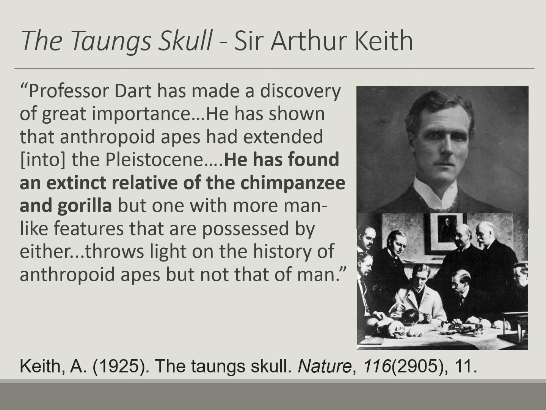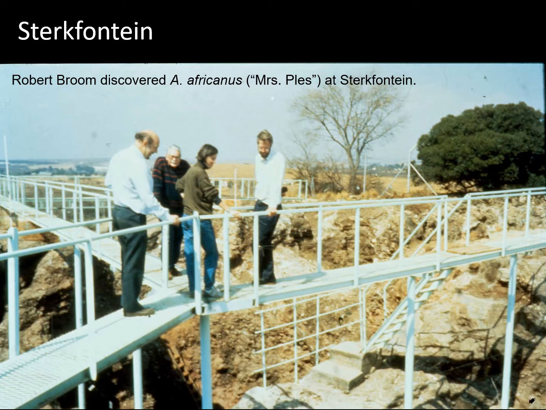Professor Dart has made a discovery of great importance. He has shown that anthropoid apes had extended into the Pleistocene. He has found an extinct relative of the chimpanzee and gorilla, but one with more man-like features than are possessed by either. And this throws light on the history of anthropoid apes, but not that of man. So you can see very clearly here that Arthur Keith did not think Taung child was a hominin. He thought it was an ancient ape. And many paleoanthropologists felt that way.